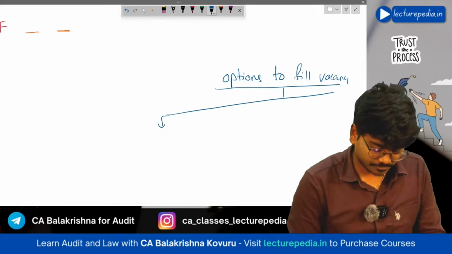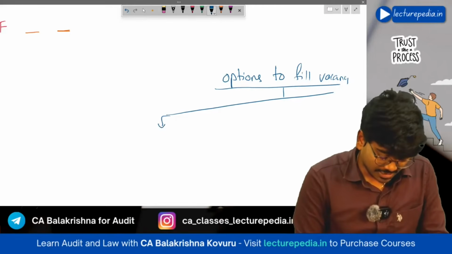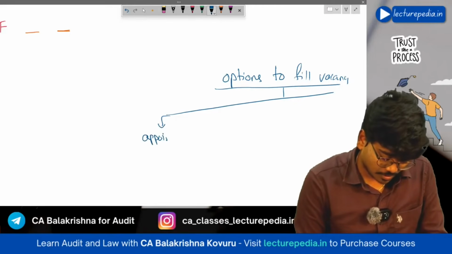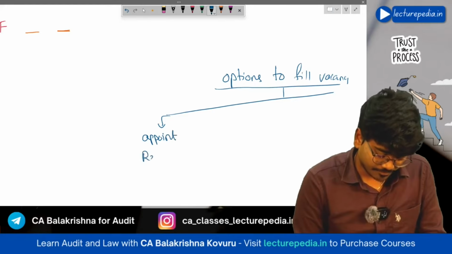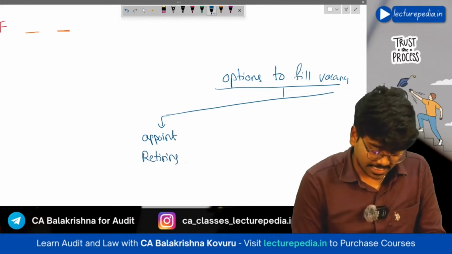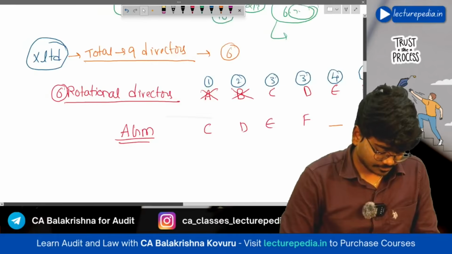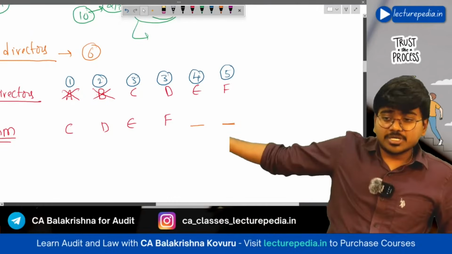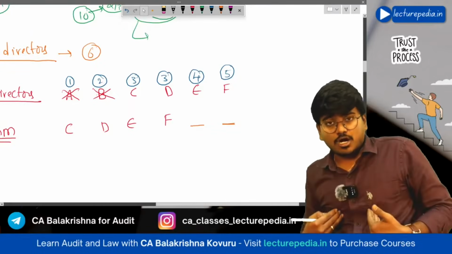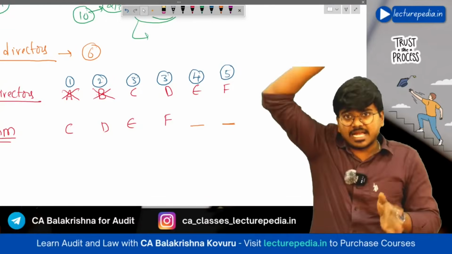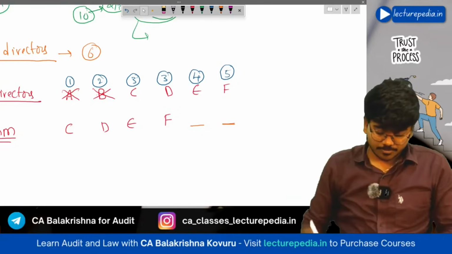First one, appoint the retiring director himself. This is the first option. Here if you see, A and B got retired. If shareholders want, they can reappoint Mr. A and B. This is the first option.